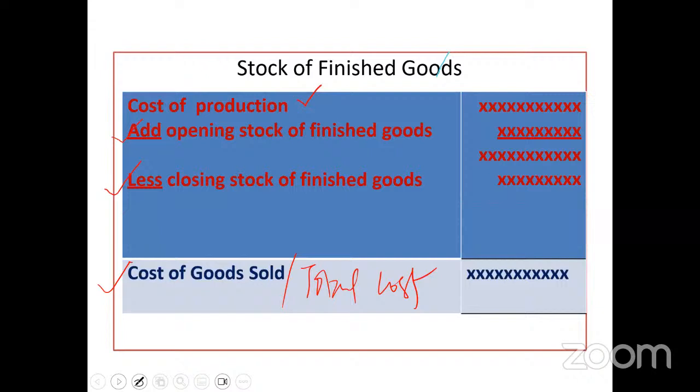But whenever we are dealing with the opening and closing stock of finished goods, then first we have to identify what is the cost of production. So in cost of production, we have to add the opening stock of finished goods and deduct the closing stock of finished goods in order to get the cost of goods sold or total cost of the product. Is it clear? Yes. Okay. So in this way, we'll deal with this cost sheet.